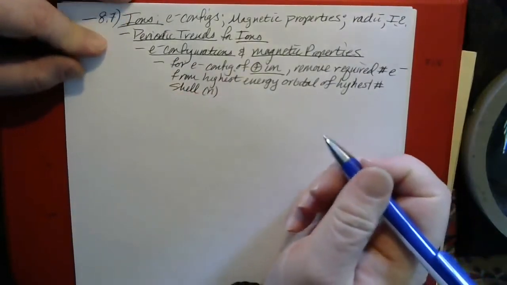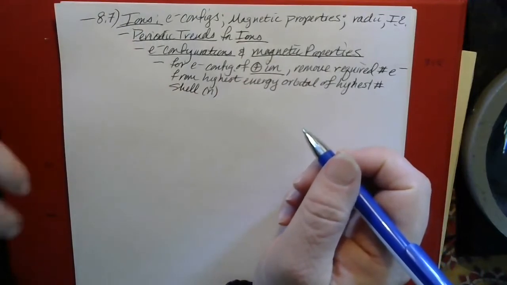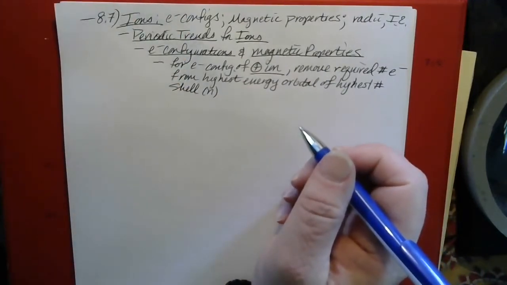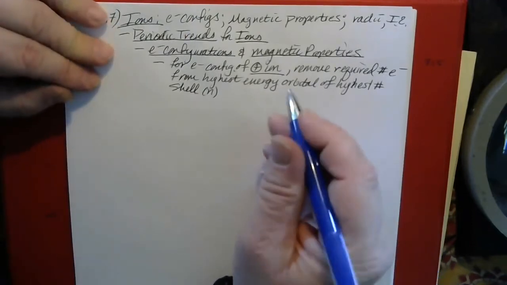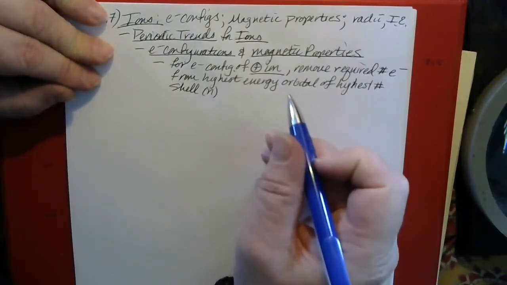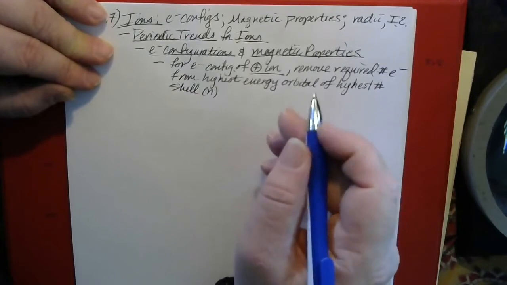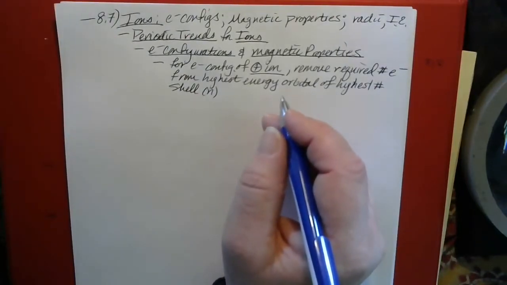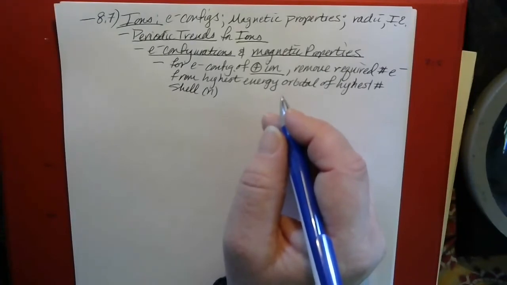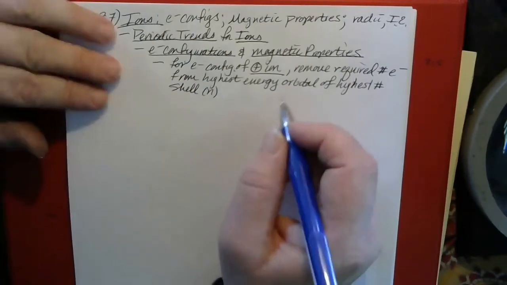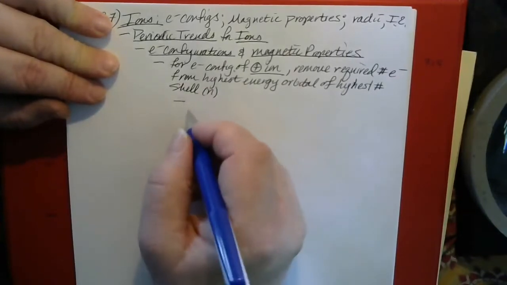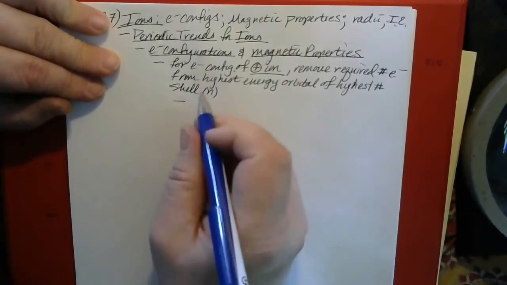And for highest number shell, we're talking about the highest energy orbital with the highest number for n. And this means that the first electron removed is not necessarily the last one you put in.